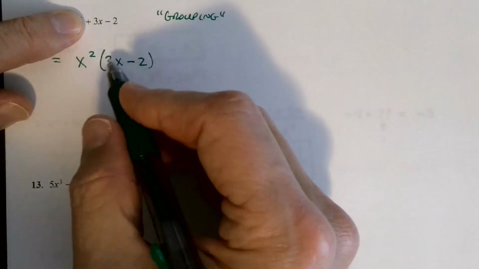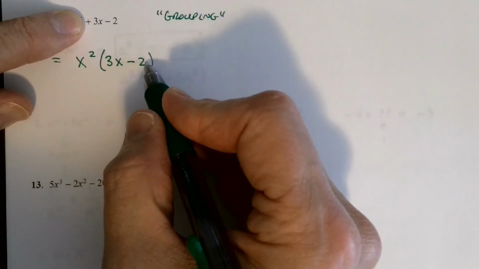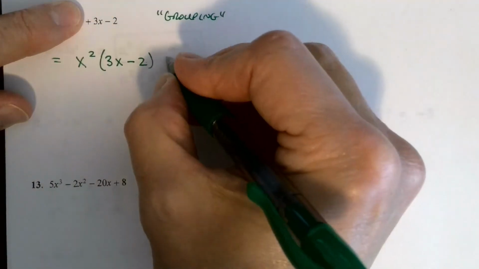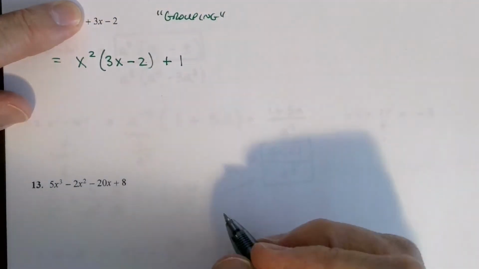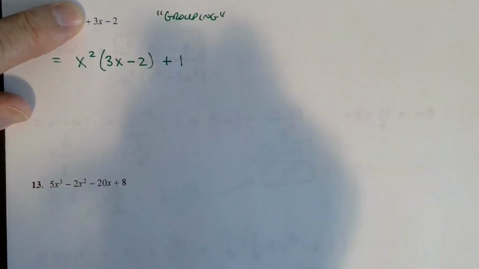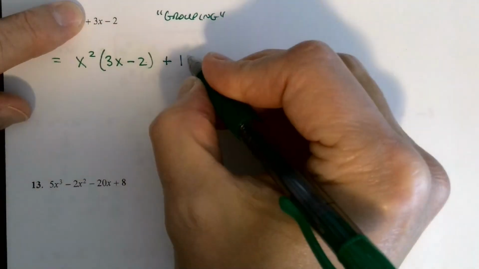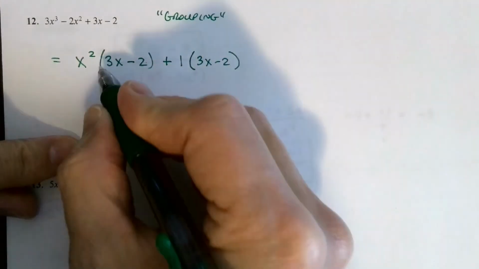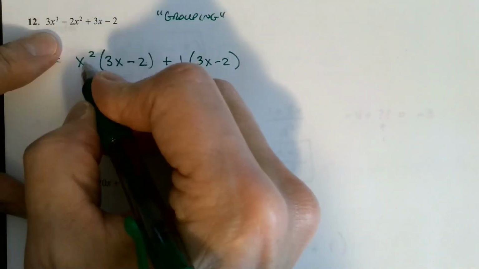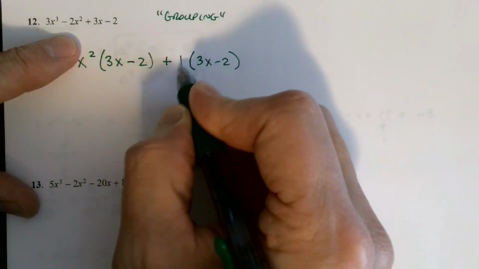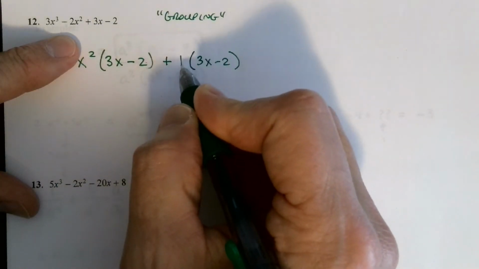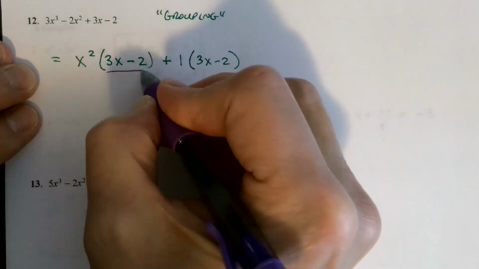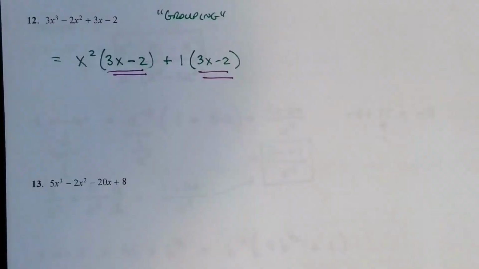But look at this. I'm left with a 3x minus 2 here after I factor out an x squared from the first two terms. So if I factor out a positive 1, when would I want to factor out a 1 from anything? Answer, when you're doing grouping. All right, I'm going to factor out a 1, and what's that going to leave me? Well, 3x minus 2. So the point of this is, if I can factor something out of the first two and something out of the second two, even if it's 1 or negative 1 or whatever, the important thing is that I'm left with the same factor in each. That's the goal.